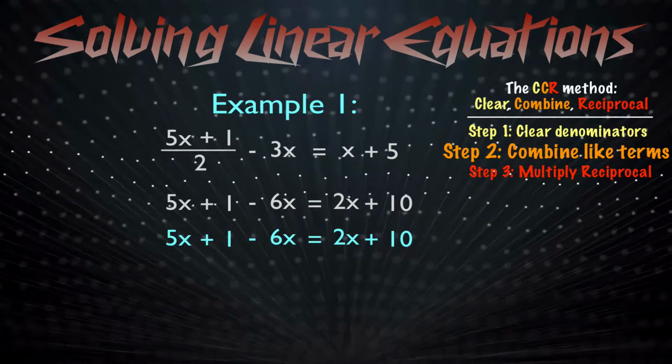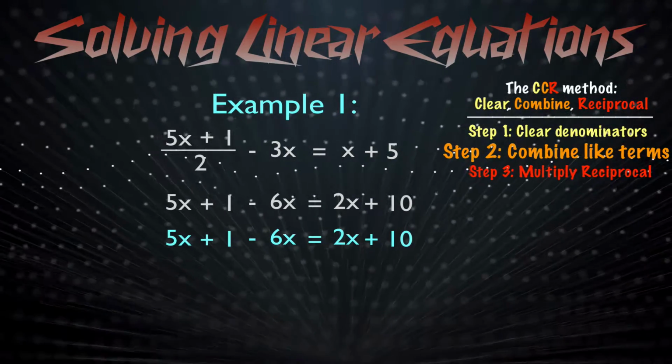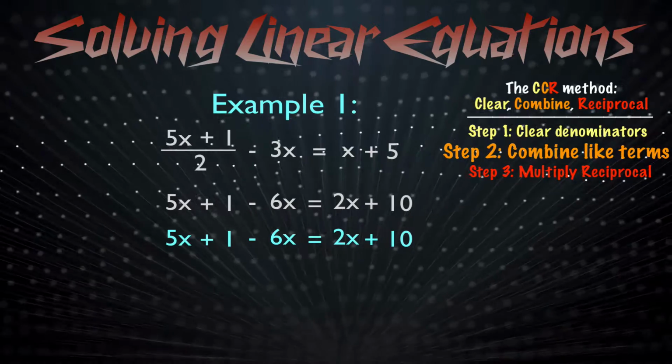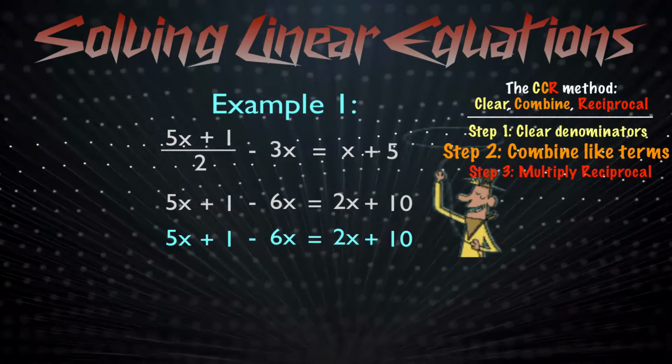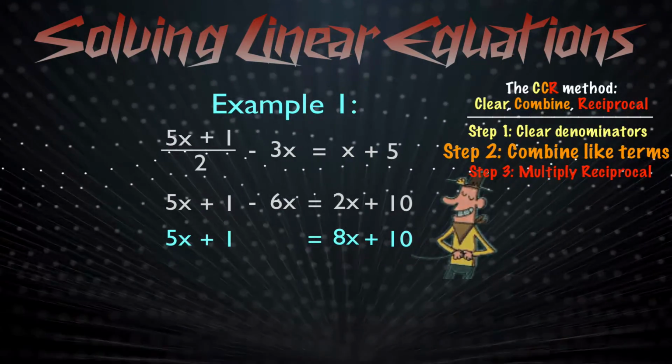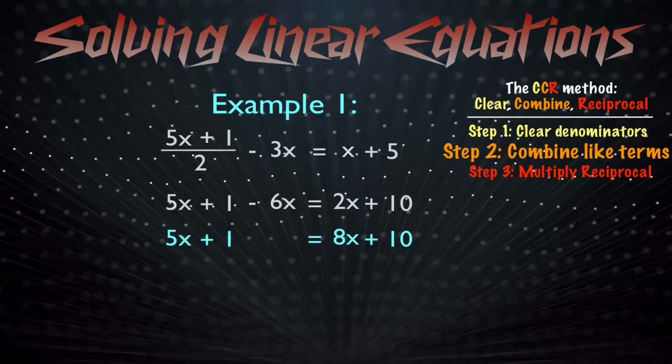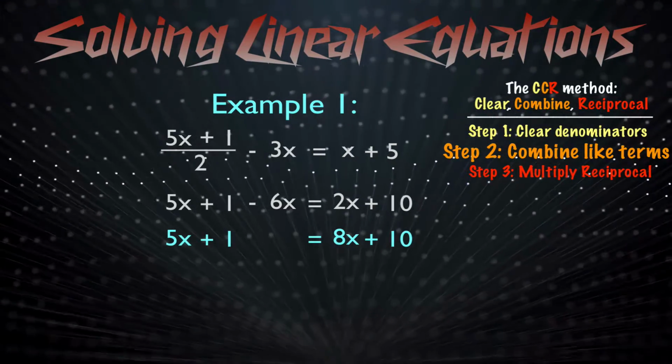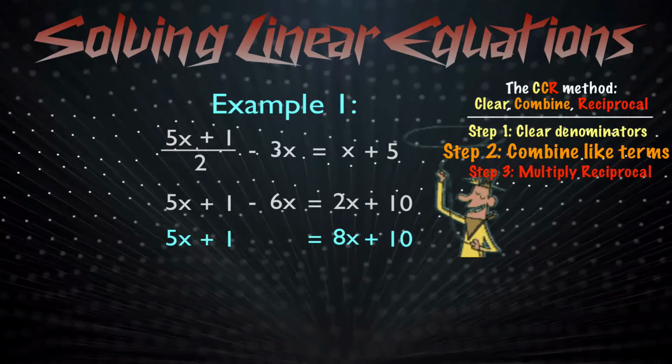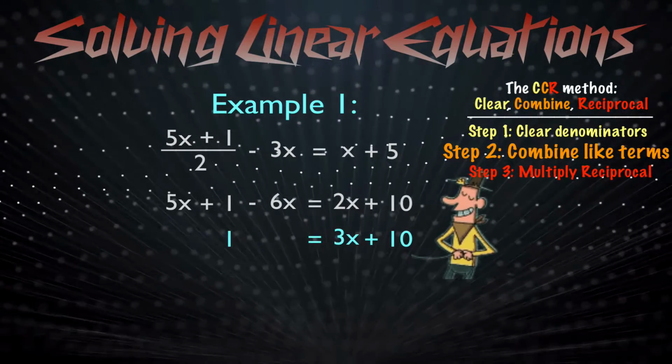And just to be clear, when I say move the terms, what we're really doing is adding or subtracting to both sides of the equation to keep it in balance. So for the negative 6x term, to move that to the right, I'm going to add 6x to both sides of the equation. And for the positive 5x term, I'm going to subtract 5x from both sides of the equation, which has the effect of moving it to the right side of the equation.